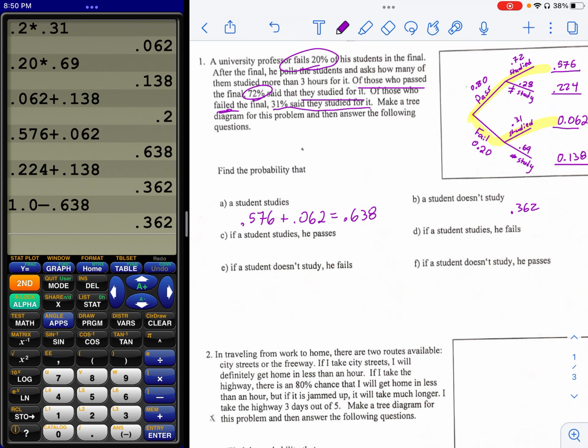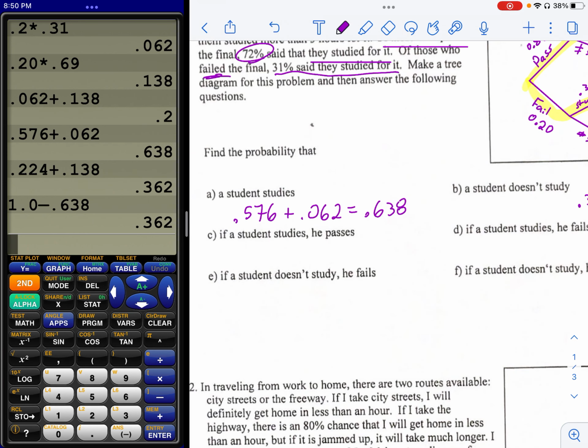All right, now we're getting into conditions for both of these. C, if a student studies, he passes. All right. Probability of passing given he studies. We'll do ST, right? The condition is you studied. The if is the condition. So I'll highlight that in yellow.